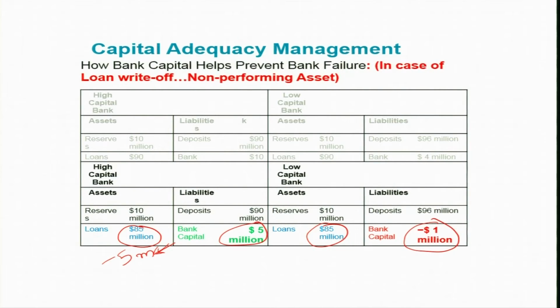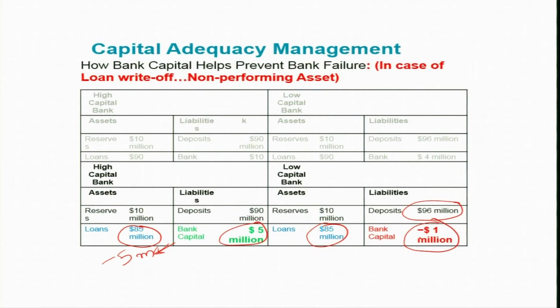What if, suppose we look at that low capital bank, and suppose there is a deposit outflow as well. Suppose at that time the small capital bank cannot raise money because they already have a capital deficiency, a shortage of bank capital. So this is one reason why banks keep more equity capital as a proportion of their total assets, in order to prevent bank failure.